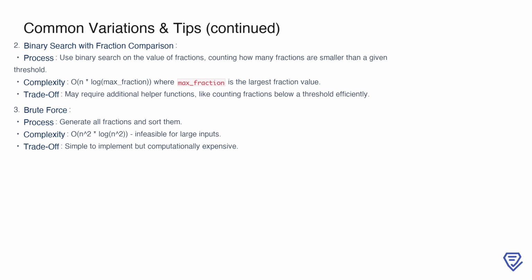While this method is simple to implement, it has a time complexity of O(n squared * log(n squared)), making it infeasible for larger inputs. The advantage is its straightforward implementation, but the computational cost is very high compared to optimized approaches. Understanding these methods, their complexities, and their trade-offs will help you choose the best solution for different scenarios and effectively communicate your reasoning in an interview setting.